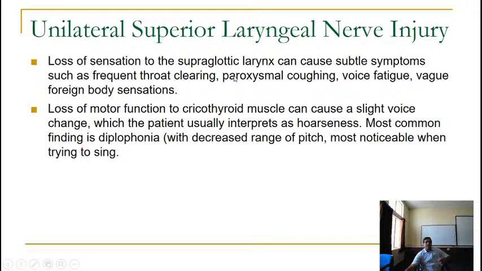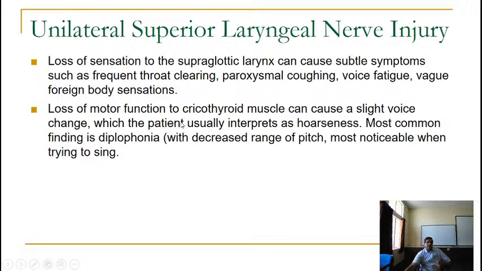And when the sensation is lost, sometimes the mucus or the saliva can trickle without the sensation, and so they have the mucus going into the larynx, and then you have some kind of a throat clearing gesture that is being done. And loss of motor function, cricothyroid muscle, slight voice change. It is a slight voice change because it is only a tensor of the vocal cord. So this is particularly important for people who are singers, the teachers.